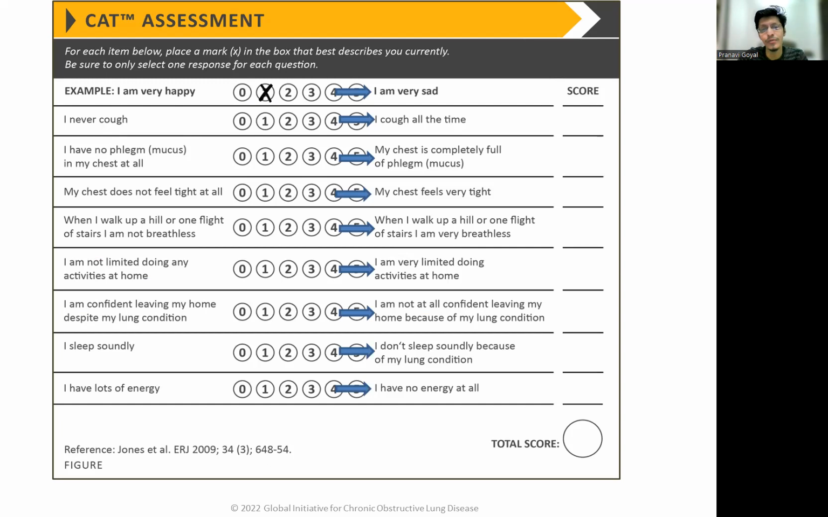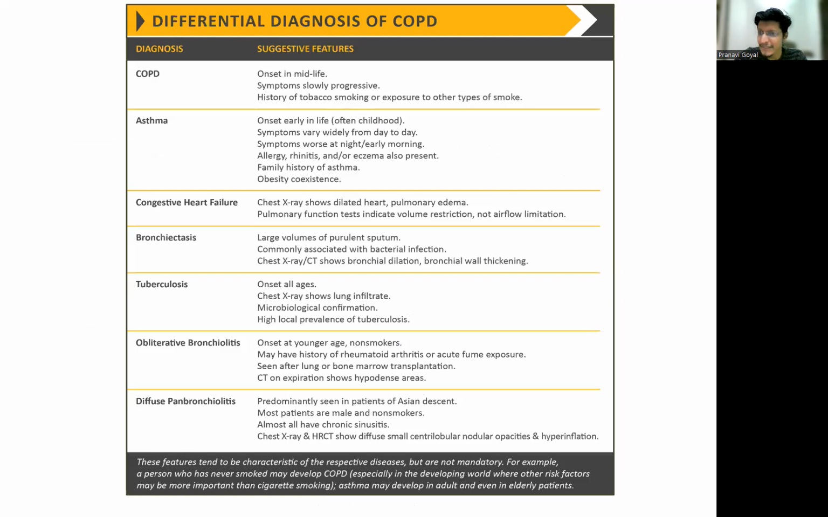Are you able to perform only limited activities at home? Don't you feel very confident, like you will always be breathless? Are you able to sleep at night, or is your sleep very irregular and very unpleasant? And do you have energy all the time, or are you low on energy? And then you calculate the score. That's the CAT score. Now, these are the differential diagnoses of COPD.